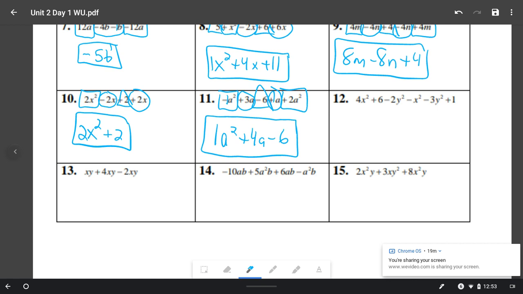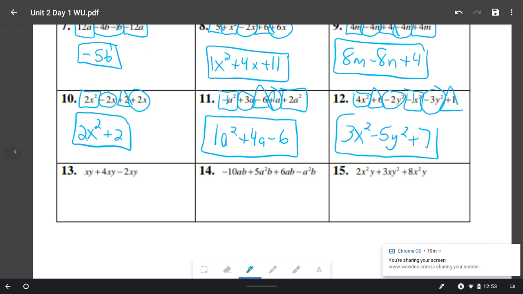The next one, alphabetically, the x's come first. So I have an x squared and an x squared. So now I have 4 minus 1, which gives me 3. And then I have my y's, which would be next according to my alphabet. So I have negative 2 and negative 3, so it's negative 5y squared. And then last would be my constants, 6 plus 1, that's plus 7. So that would be my answer from alphabetical, and my constants always last.